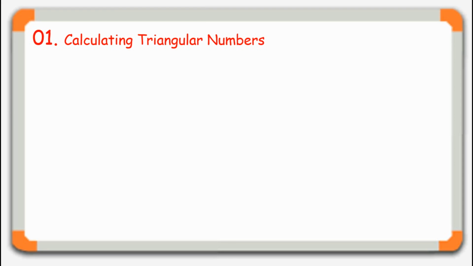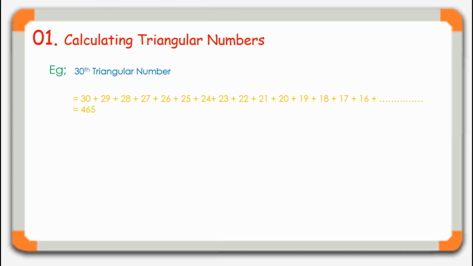How to calculate triangular numbers. So, for example, if they give the 30th triangular number, this is what you might be doing. You will add 30 plus 29 plus 28 and so on, and you will get the final answer as 465. But there is a simple formula or equation that you can use to calculate the 30th triangular number.